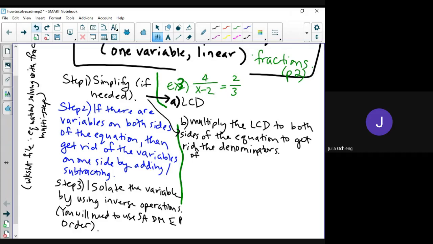Okay. Again, we're going to do step 1, which is to simplify if needed. Again, if you're uncomfortable with fractions, you might want to get rid of that first. So step A of getting rid of a fraction is to find the LCD. So if I look at the denominators, 3 counts as a factor and x minus 2 counts as a factor. So in this case, the LCD is 3 times x minus 2, because anything that has adding or subtracting in it, this whole thing counts as one factor.